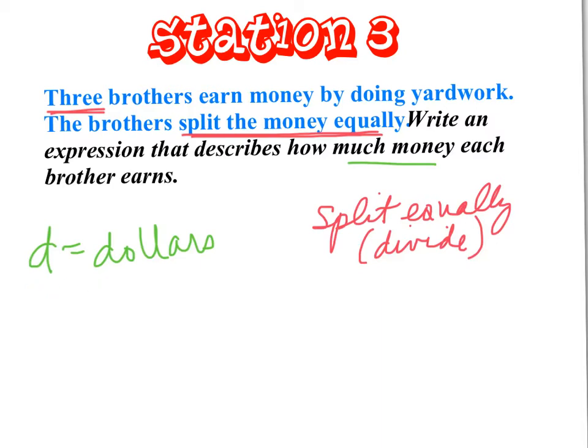D for dollars. So I have an amount of money that the brothers make by doing yard work, but they're going to split equally. Well, how many brothers are there? Again, there's 3 of them, which is why it's going to be D, the number of dollars they're going to make for doing yard work, divided by 3, which is the 3 brothers. Or you can write D divided by 3.